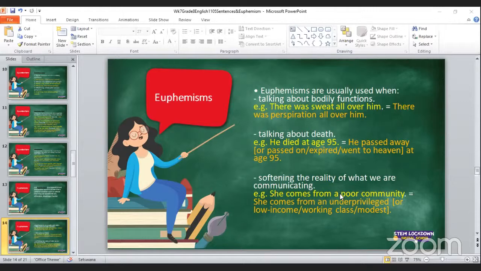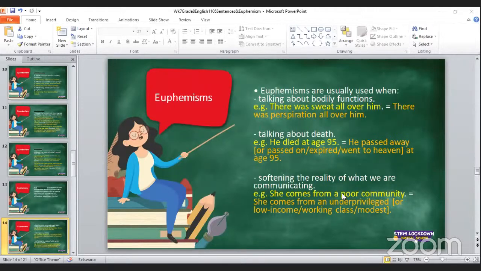She comes from a poor community. That is a very harsh reality, because if somebody is from a poor community, the things which come to mind are that they do not have food to eat, they probably do not have water, they do not have access to the internet, and they probably live in a house whose living conditions are not that good. So it is a harsh reality when we say she comes from a poor community.